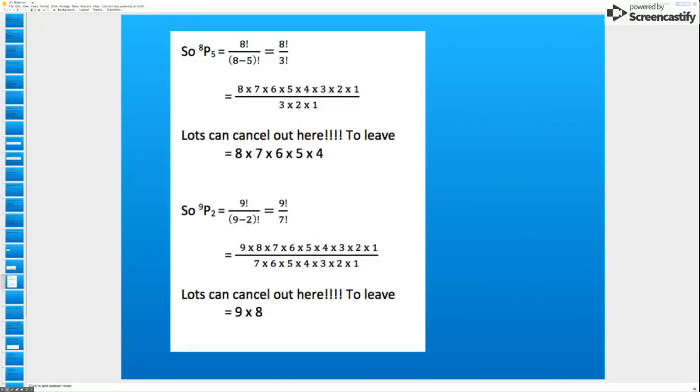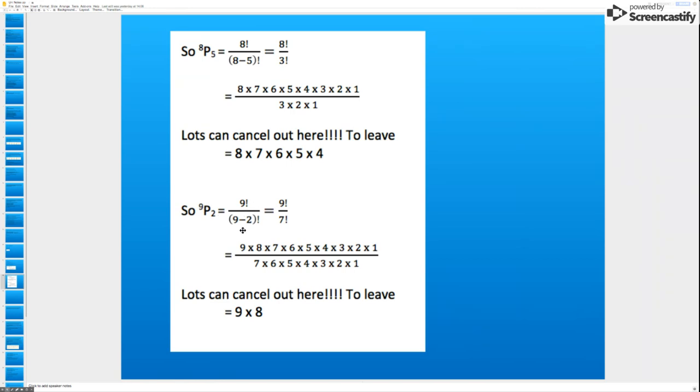So if we have 8P5, that is just 8 factorial over 8 minus 5 factorial, which is 3 factorial. So 8 times 7 times 6 all the way down to 1 divided by 3 times 2 times 1. This can cancel out. The 3 times 2 times 1 is 6, the 3 times 2 times 1 is 6. So that can cancel out and just leave us with 8 times 7 times 6 times 5 times 4.